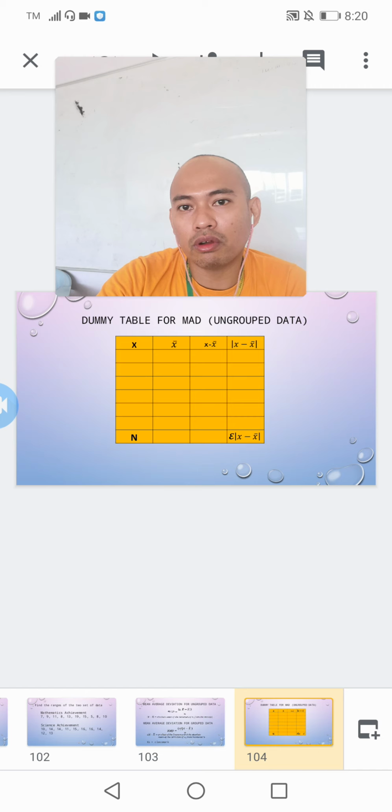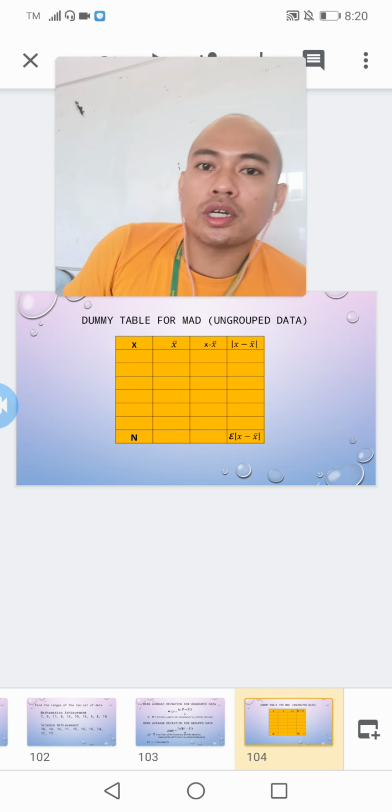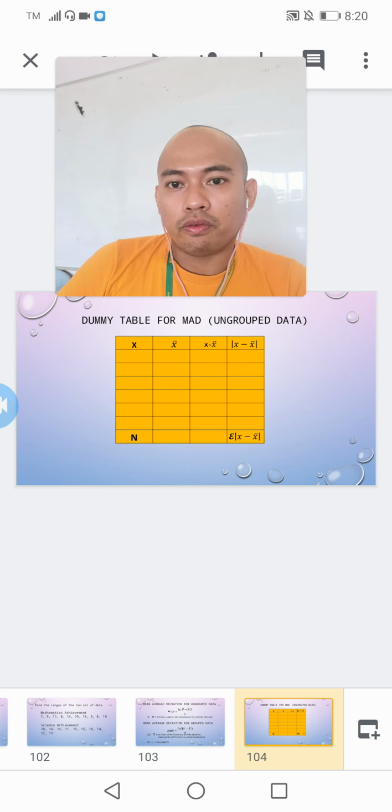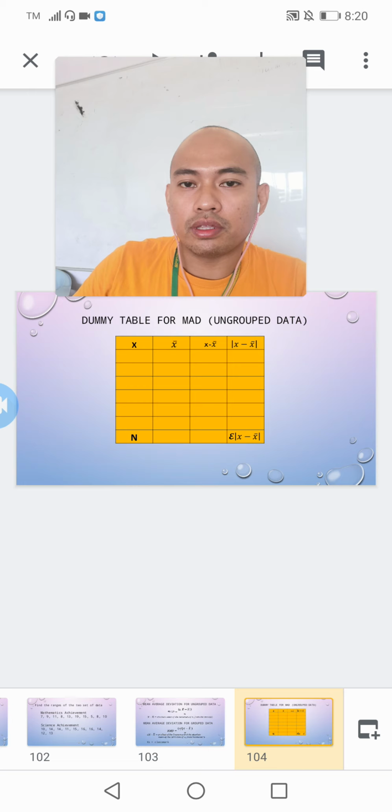It is the number of observations in your given x variable. So this will be your dummy table for you to be able to derive the values of the variables given in the formula for the MAD for ungrouped data.